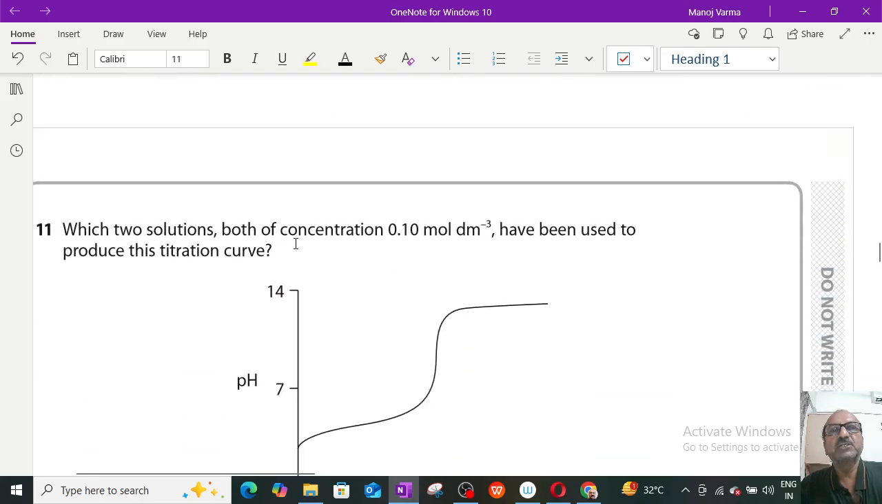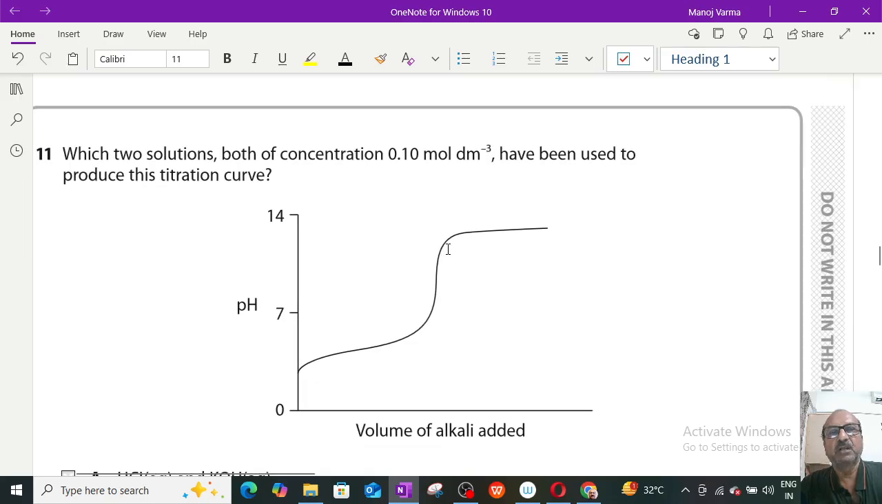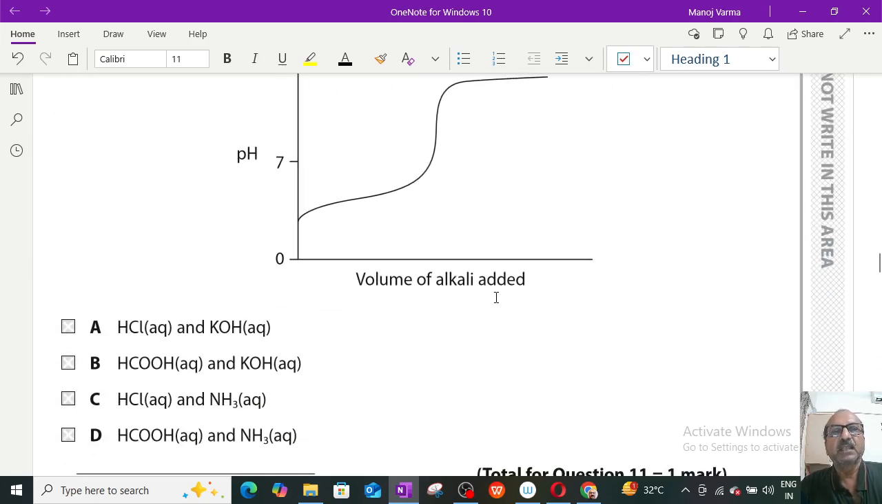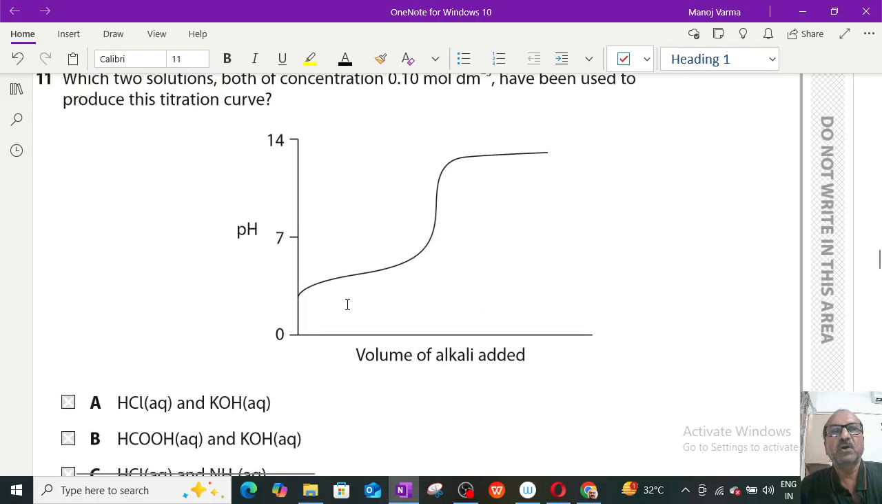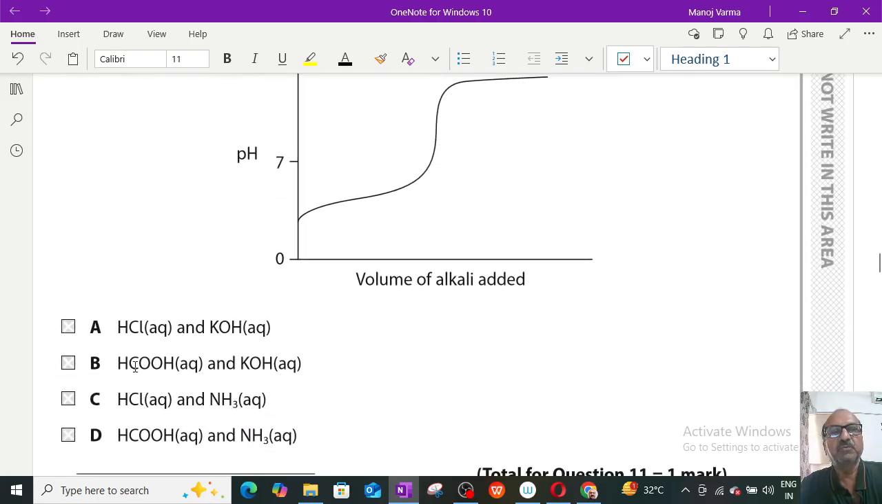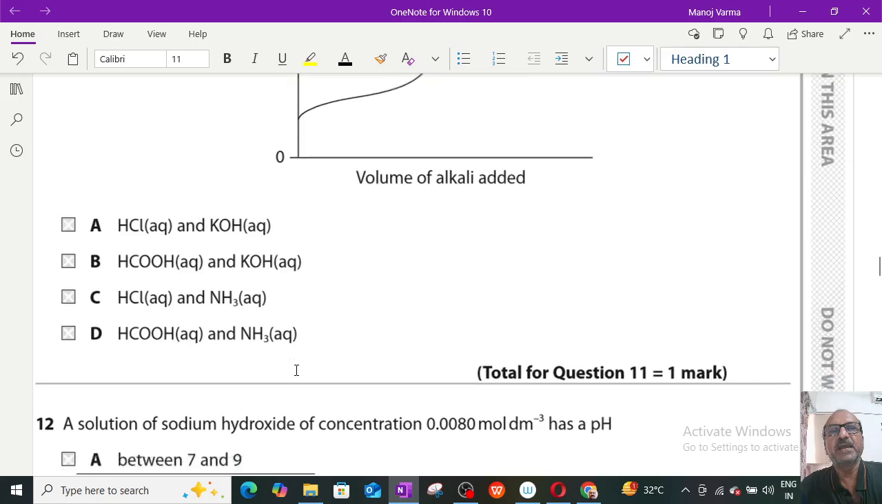Which two solutions, both of concentrations 0.1 mol per dm cube, have been used to produce this titration curve? As you can see, the starting pH is around about 3 or 4, which indicates a weak acid, and this indicates the 14 pH, which indicates a strong base. So it indicates a weak acid and strong base. This corresponds to B, the weak acid methanoic acid and the strong base KOH.